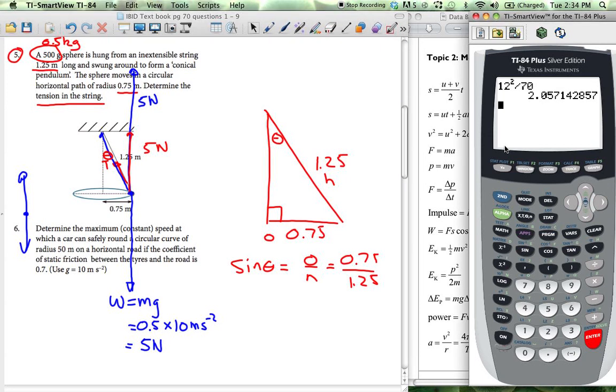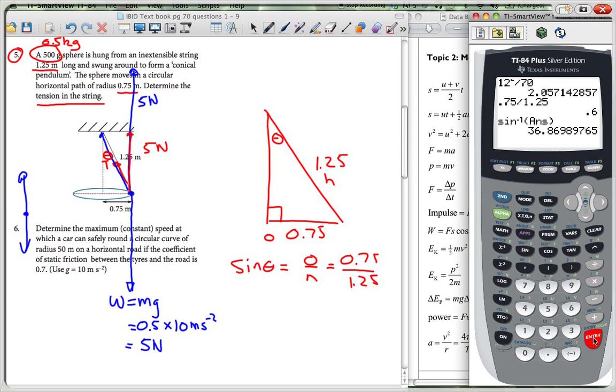So going here, I've got 0.75 divided by 1.25, enter, so I get my answer for that. Now I want to find the inverse sine to get my angle, so I push second function sine, then second function answer, and it brings me the 0.6, and I put it in and I get 36.86, so you can say 36.9. So my angle theta is equal to 36.9 degrees. That's this angle over here.